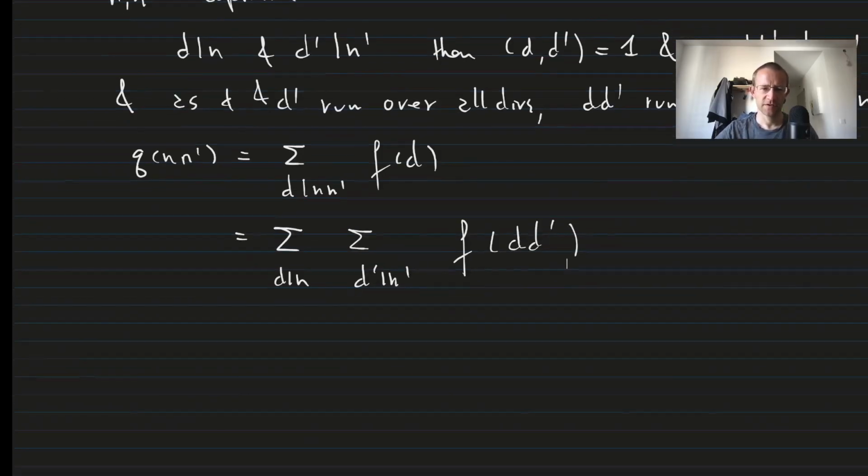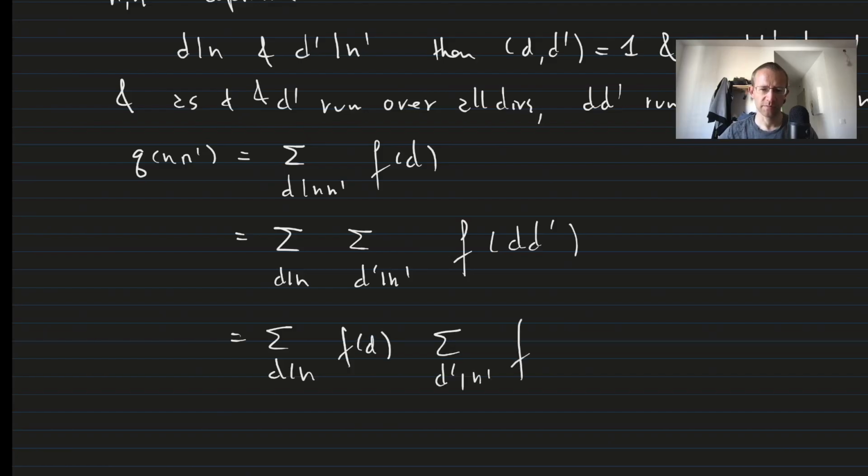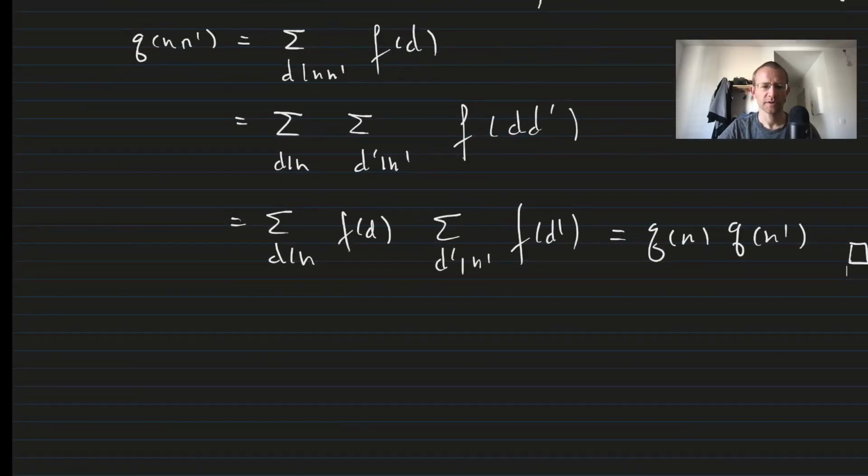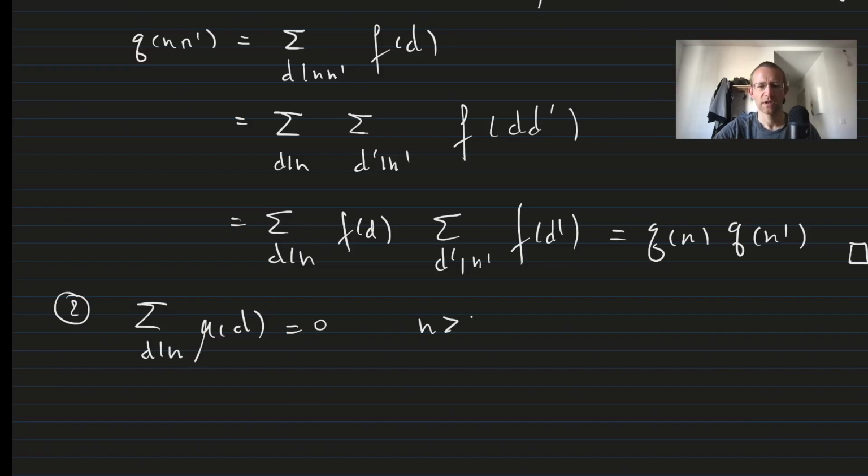And because f is assumed multiplicative, this is nothing but the sum over d divides n of f of d times the sum over d prime divides n prime of f of d prime, which is nothing but g of n by definition times g of n prime, which then shows that g is multiplicative indeed. Now we can use this multiplicativity of g to give a second proof of the property that we wanted, which was the sum over divisors d of n of mu of d is 0 for n bigger than 1.